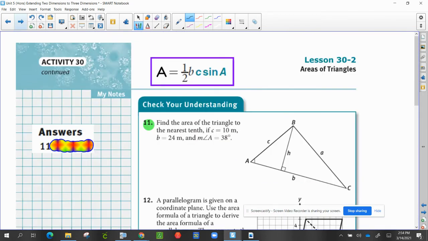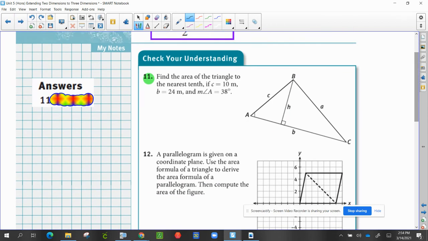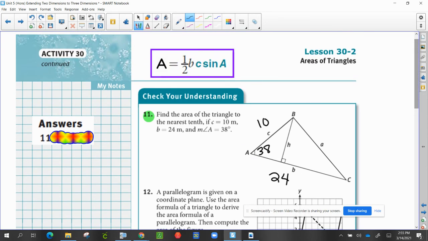So let's have you try problem 11. Find the area of a triangle if the measure of angle C is 10, B is 24, so this side is 24, and the measure of angle A is 38. So you have your length B and you have your angle. Go ahead and find the area of that. You have your included angle and your two sides, so use the formula. I copied it back up on the top here in case you need it. Go ahead and find that measurement.